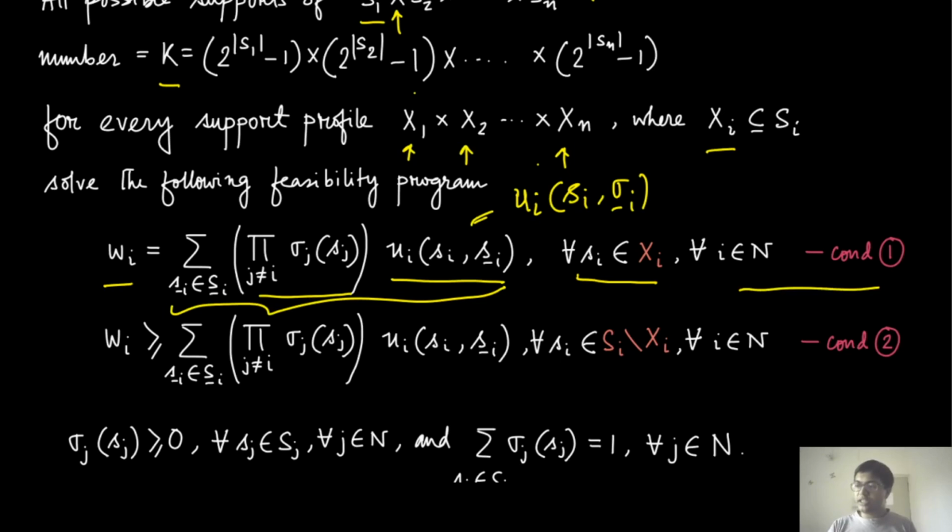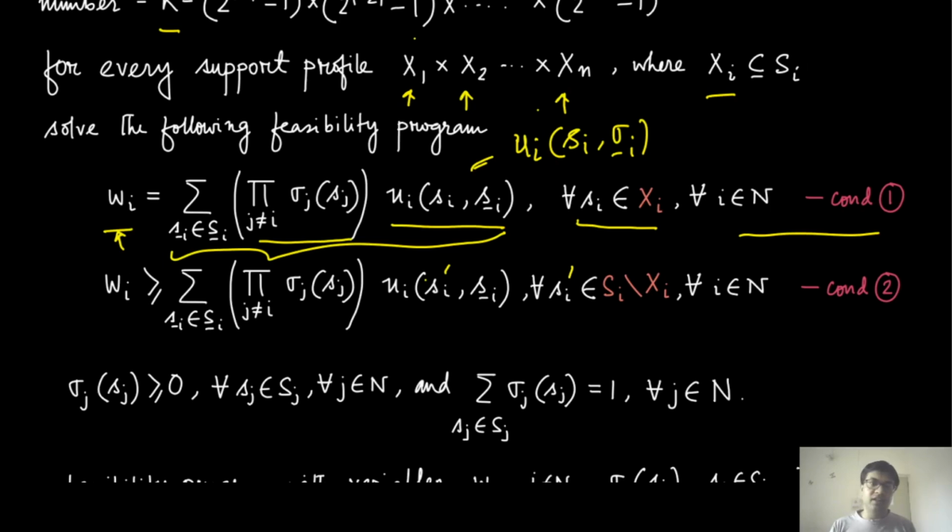We also know that this value, what you get as w_i, is going to be at least as much as the utility of some s_i'. If you just want to distinguish this, you can put an s_i' where all these s_i' are actually outside the support. So that's all we have, and this is essentially condition 2 of that characterization theorem. And the rest of the inequalities or conditions are essentially feasibility conditions.